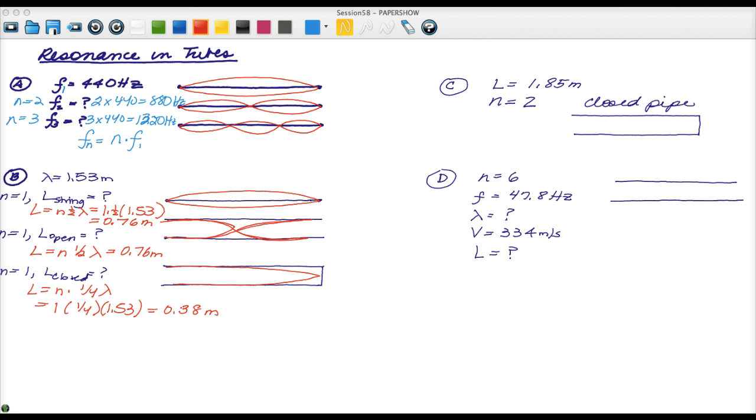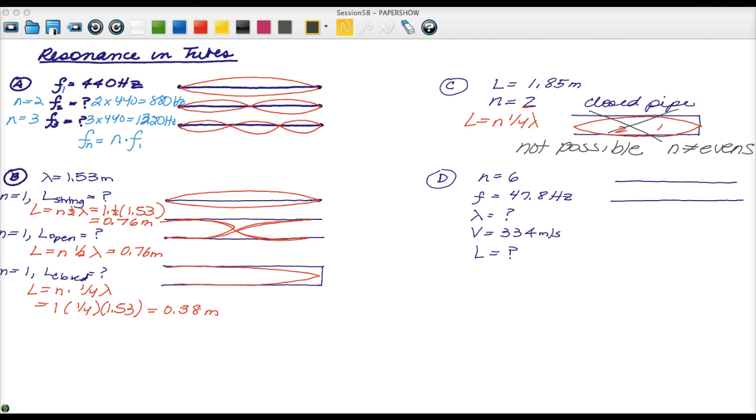If a 1.85 meter long closed pipe plays the second harmonic, how big is the wavelength? Well, if you want to draw 2 quarter wavelengths, here's the first quarter wavelength, and here's the second quarter wavelength. This can't exist in a closed pipe, so this is not possible. You can't have any even harmonics.